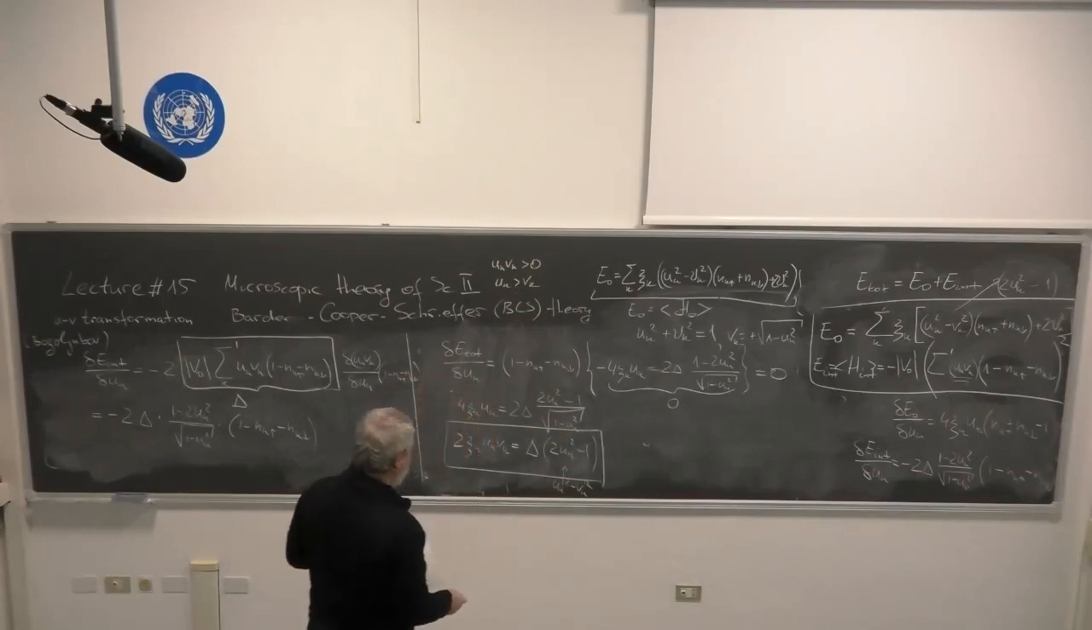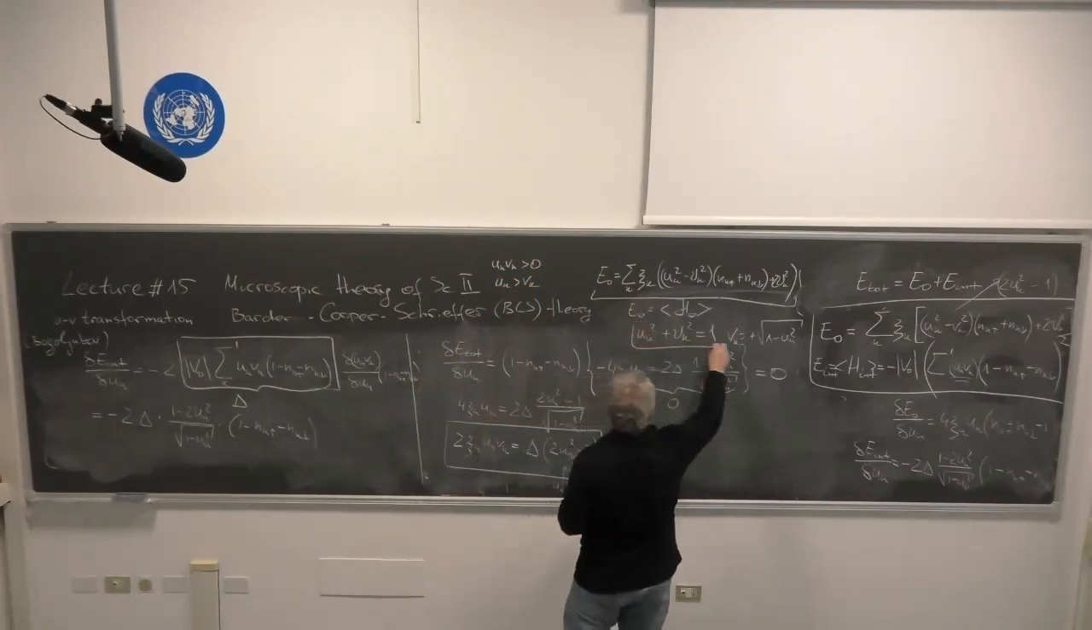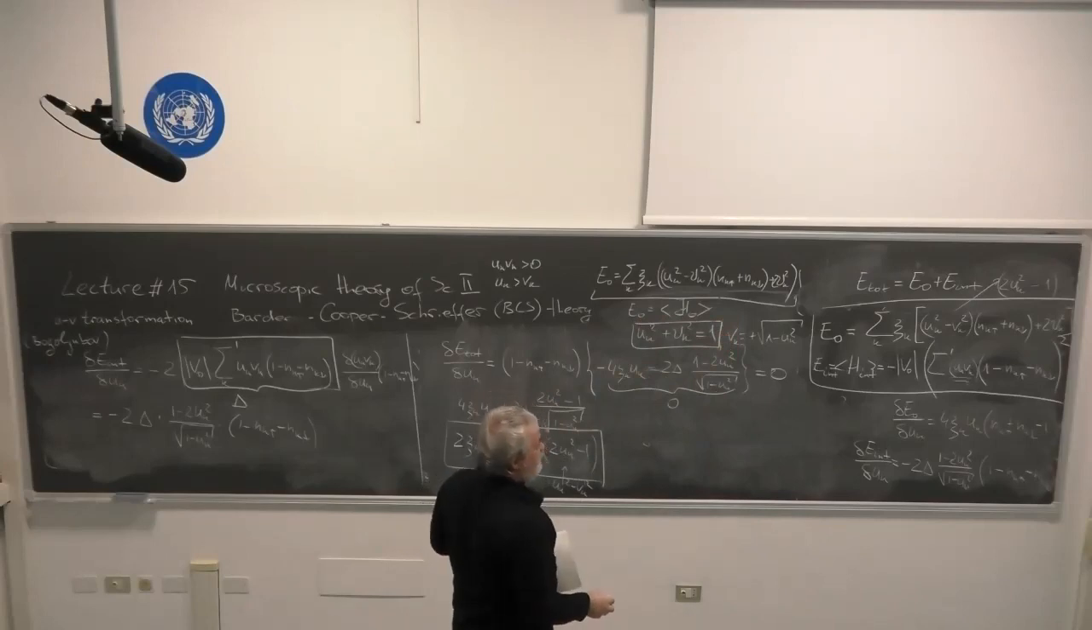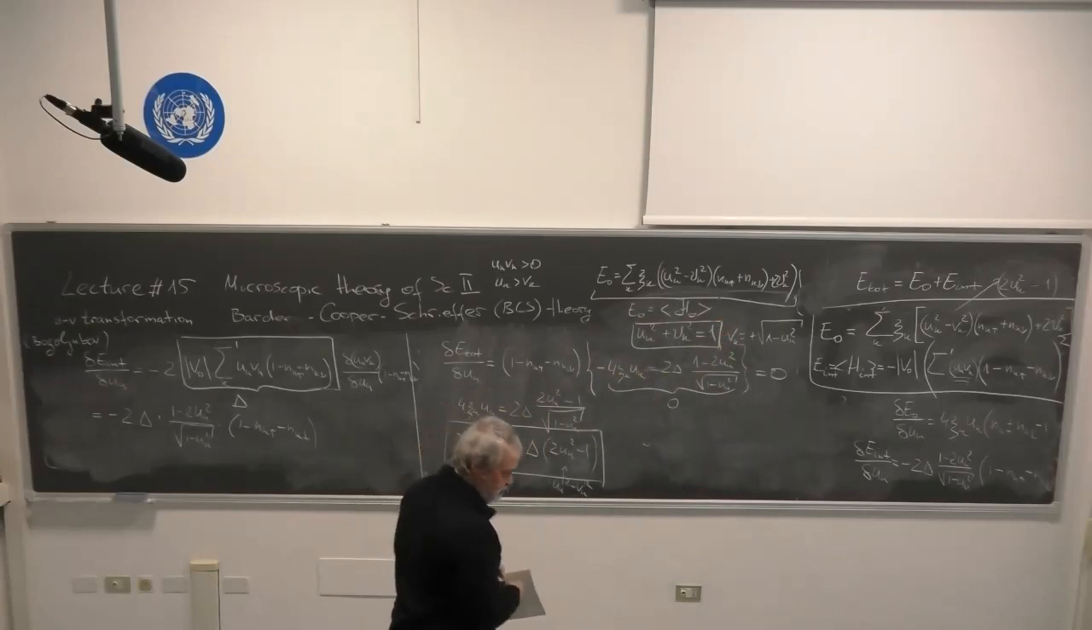Good. So I have two equations, equation number 1 and equation number 2. Therefore, I can find the u and v coefficients by solving these two equations. This is what I'm going to do next.